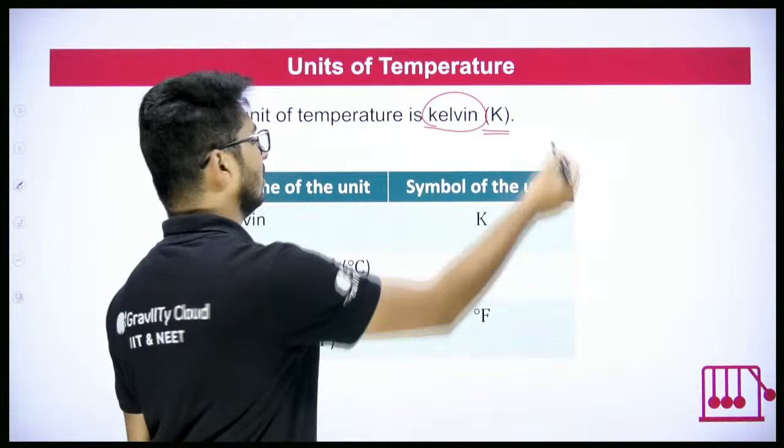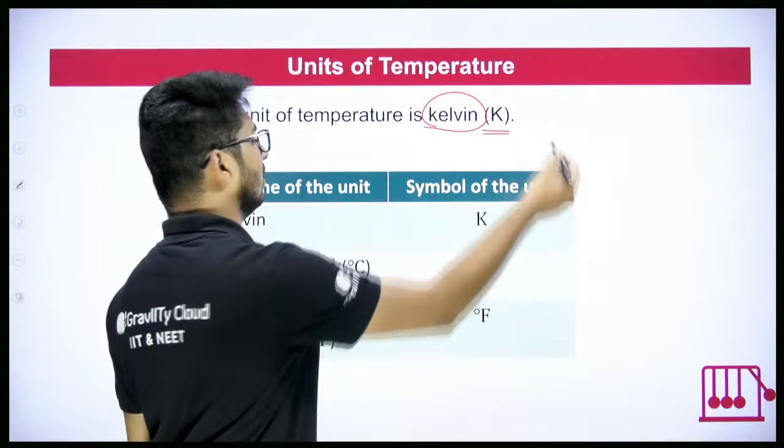Got it? Now we have other units also. See, for Kelvin the symbol is capital K. For Celsius we have what? Degree Celsius. Do not forget this degree. This is important. When you write it down, the degree is very important. For Kelvin, no degree.